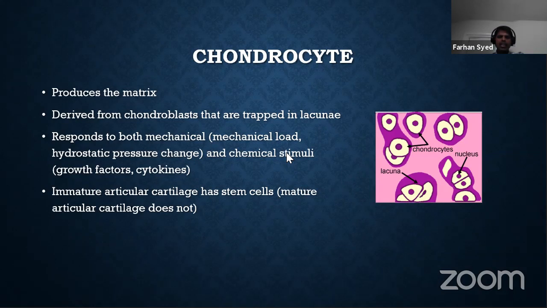These chondrocytes develop from the pluripotent mesenchymal cells, which form chondroblasts. And these chondroblasts get trapped in the lacunae to form the chondrocytes. They respond to both mechanical and chemical stimuli, and hence you have your cartilage production. Hence, with loading, you get thicker cartilage. Immature cartilage cells have stem cells, whereas once the articular cartilage matures, it doesn't have any stem cells.